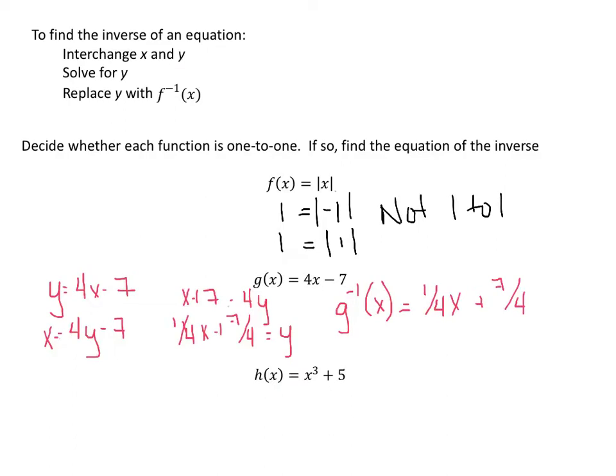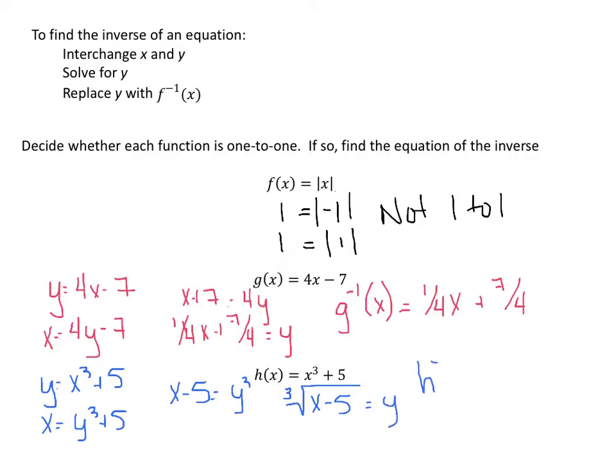Take a look at the next one, this cubic function. I do happen to know that it is 1 to 1. So again, we write this as y is equal to x cubed plus 5. So we switch x's and y's, and now we solve for y. And of course, to undo this cubing, we take the cube root. So I would say the cube root of x minus 5 is equal to y. So the h inverse of x is the cube root of x minus 5.